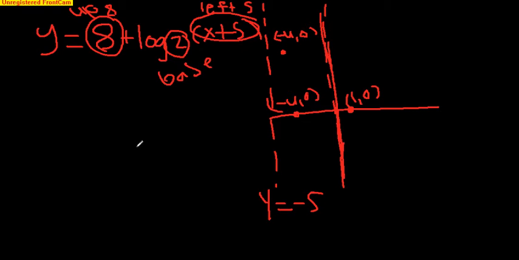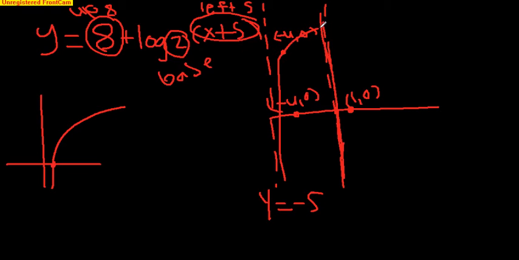The logarithmic growth parent function graph always looks like this. This is the parent function for a logarithmic growth. It always goes like that. We have a 2 right here as a base, so that means it's growth. So we would start from down here, go all the way up, and then turn right here to go this way.